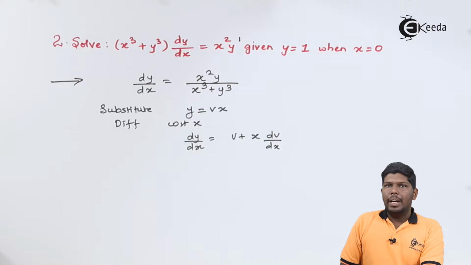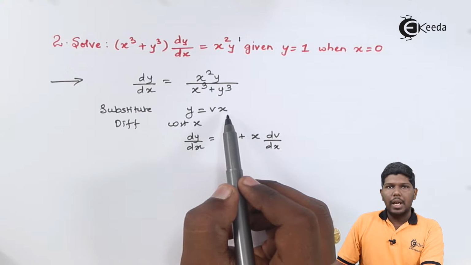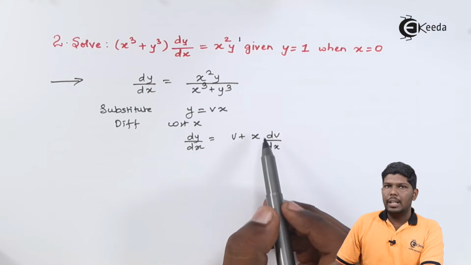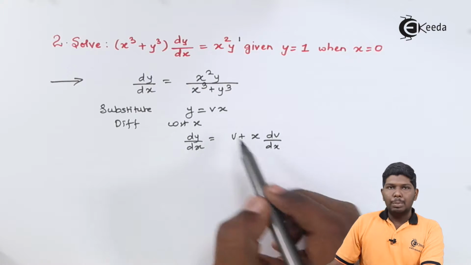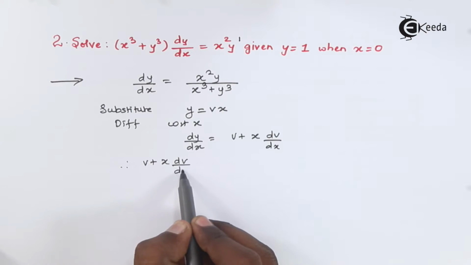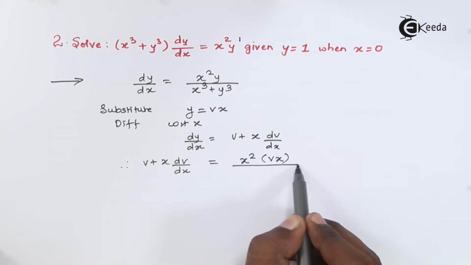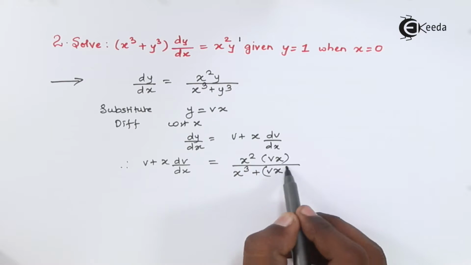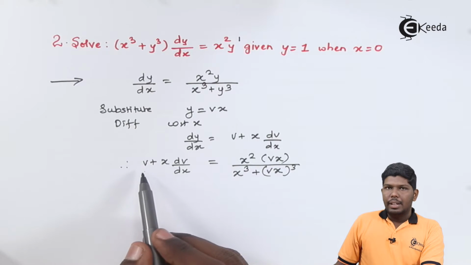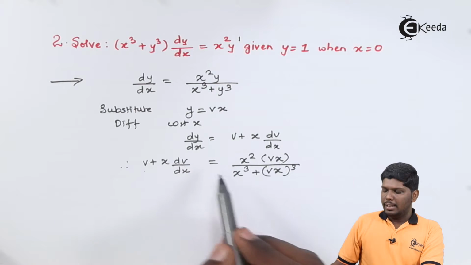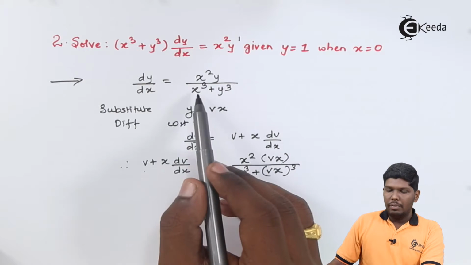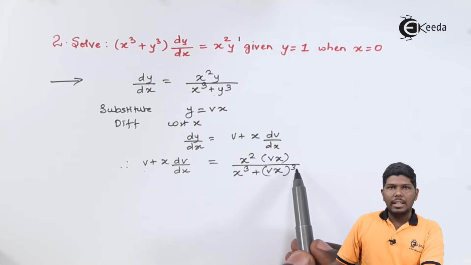After getting the value of dy/dx, we are going to substitute y as vx, and further differentiating with respect to x, this will give you dy/dx as v + x dv/dx, and then substitute these values in the given function. This will give you v + x dv/dx is equal to x² into vx, that is the value of y, upon x³ + (vx)³.